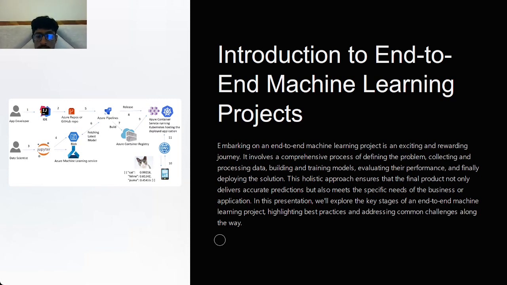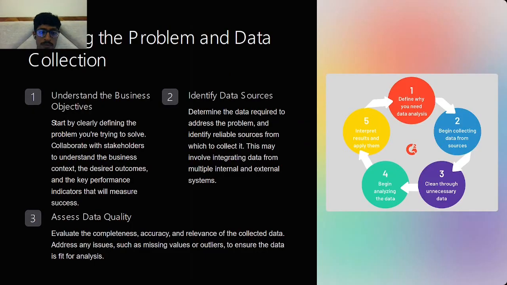It is an exciting and rewarding journey. It involves a comprehensive process of defining the problem, collecting and processing data, building and training models, evaluating their performance, and finally deploying the solution. This holistic approach ensures that the final product not only delivers accurate predictions but also meets the specific needs of the business or application. In this presentation, we'll explore the key stages of an end-to-end machine learning project, highlighting best practices and addressing common challenges along the way.